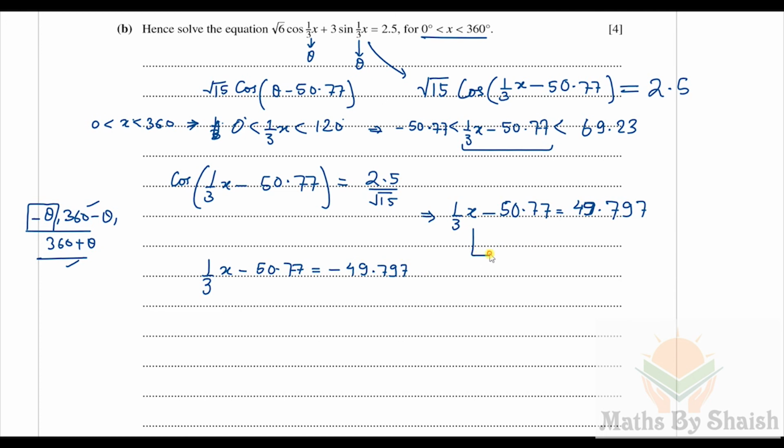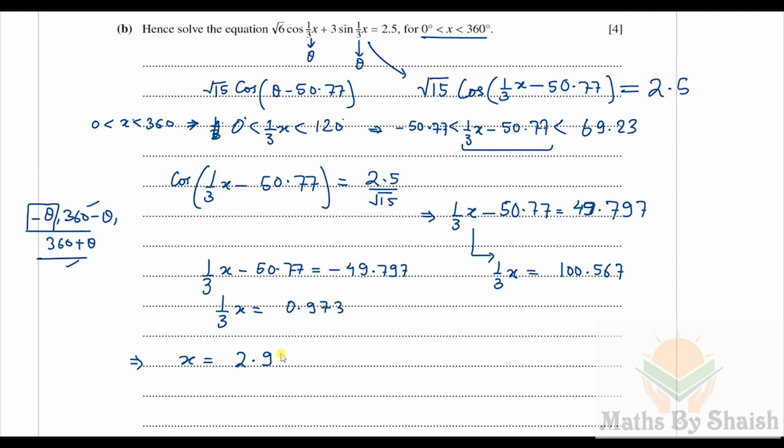So from here if we solve, we will get 1 by 3x is equal to 49.797 plus 50.77, and this value would be 100.567. And similarly from here 1 by 3 of x would be minus 49.797 plus 50.77. This value is going to be 0.973. So for these two values, if we multiply by 3 we will get the exact value of x, and this is going to be 2.919.